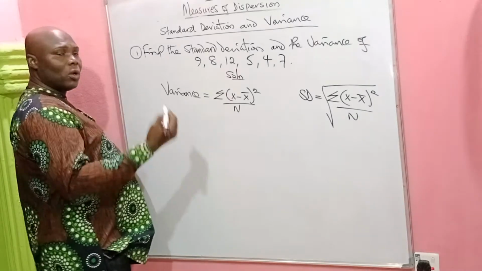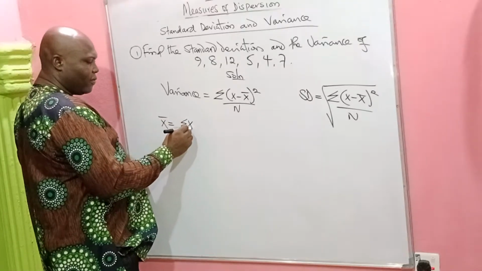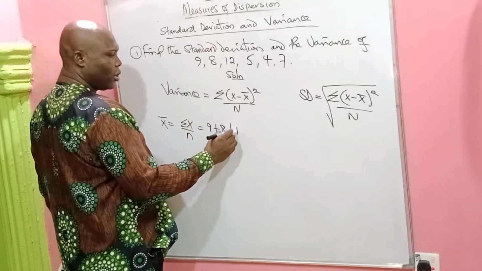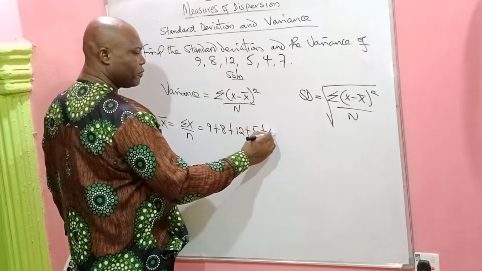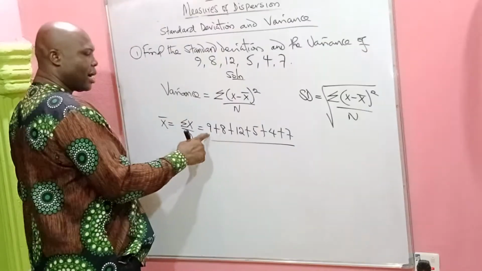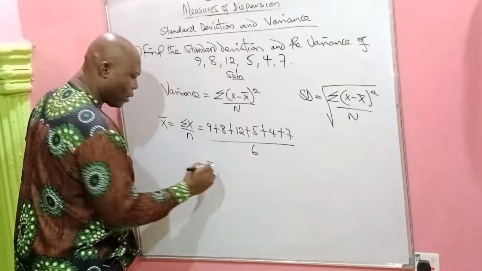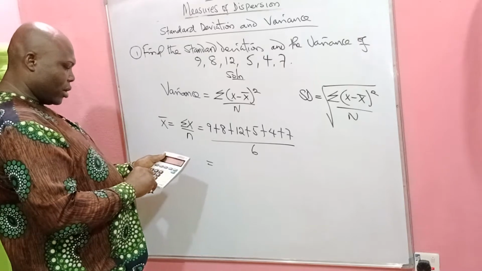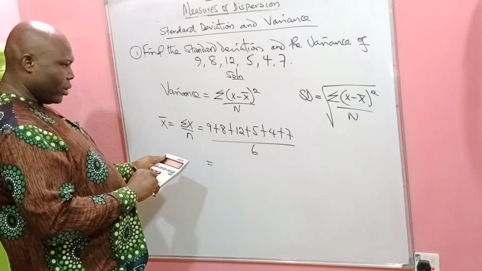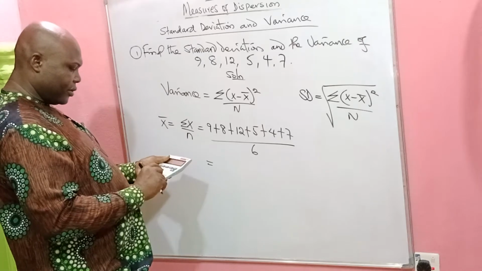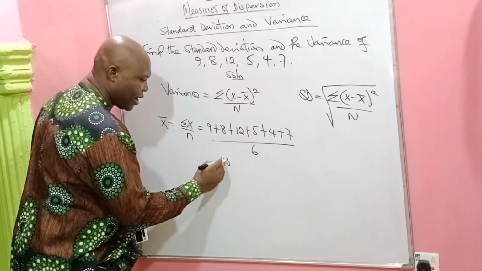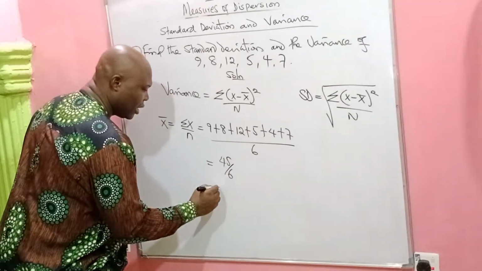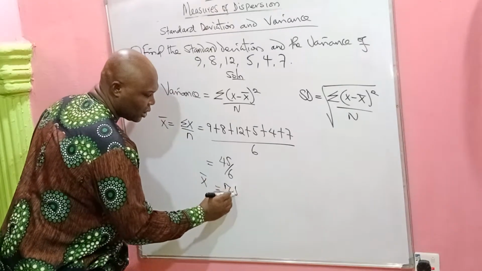The mean x bar, which we have done before now, is always the summation all over n. So we take 9 plus 8 plus 12 plus 5 plus 4 plus 7 and divide by how many values we have, which is 6. That gives us 45 divided by 6, which is 7.5. Therefore our mean is equal to 7.5.